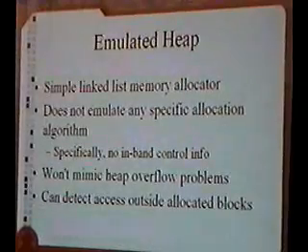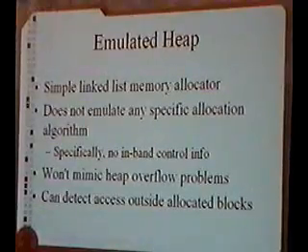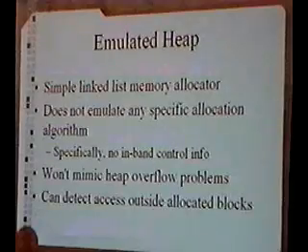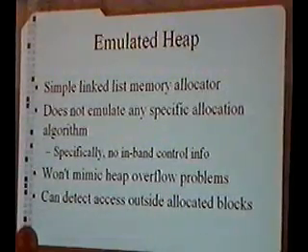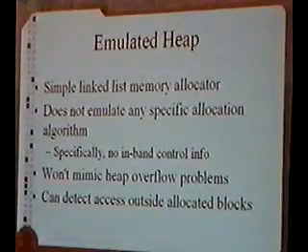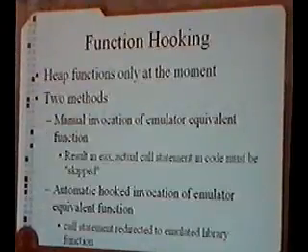The emulated heap is just a real simple linked list memory allocator. It doesn't do inline control information, so if you do heap overwrites, or if you were able to look at heap memory, you wouldn't see links to the next free block, next empty block, any of that stuff. It's not in memory. It's just a simple way to satisfy memory requests made by the binary being looked at. It can detect access outside of allocated blocks, though. So in theory, you could watch and see if a heap overflow is going to take place.